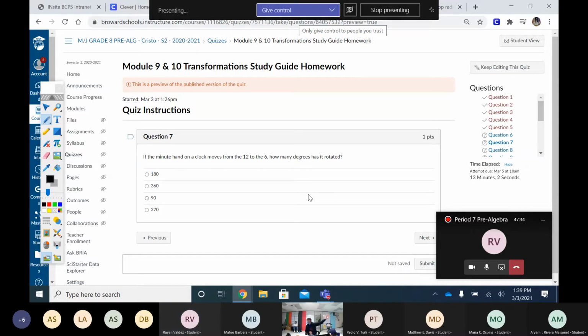Guys, calm down. If we all look at the clock, where is the 12? At the top. Where is the 6? At the bottom. How many degrees is that? It's 90. No, 90? Wait, no, 180. No, it's 180. I'm sorry. I doubted myself because she said something.